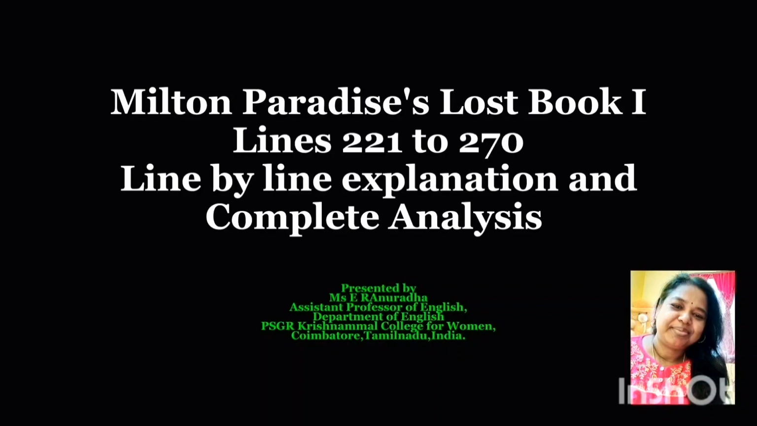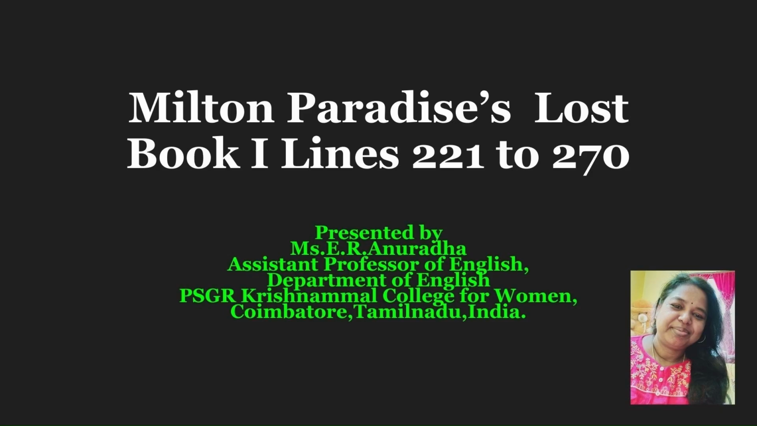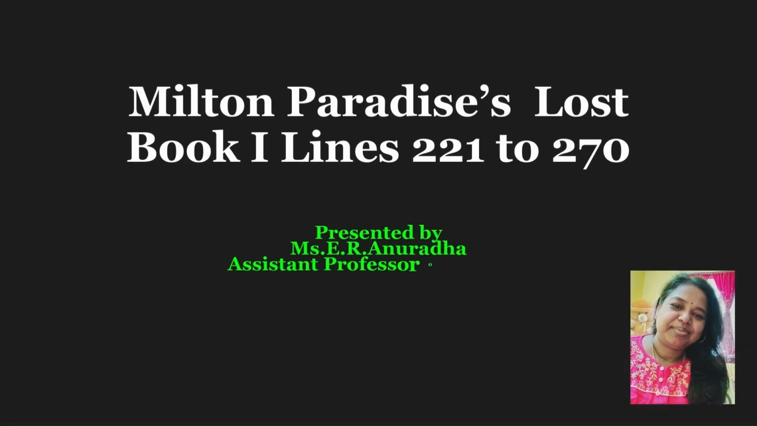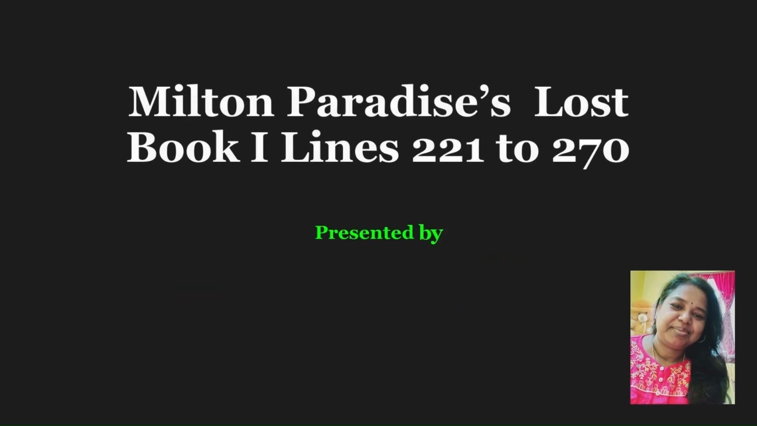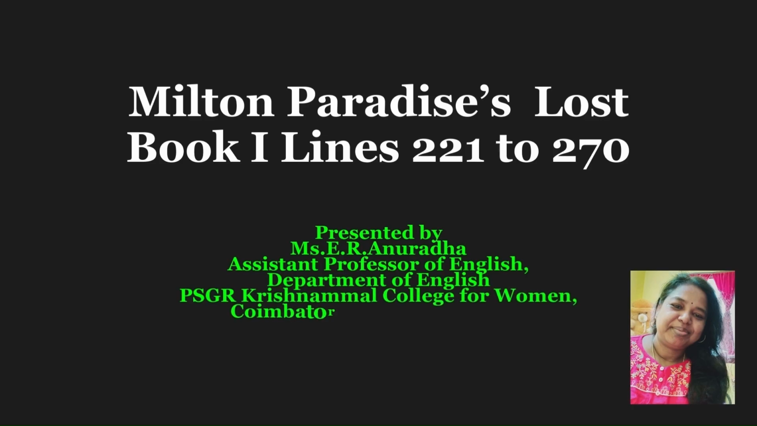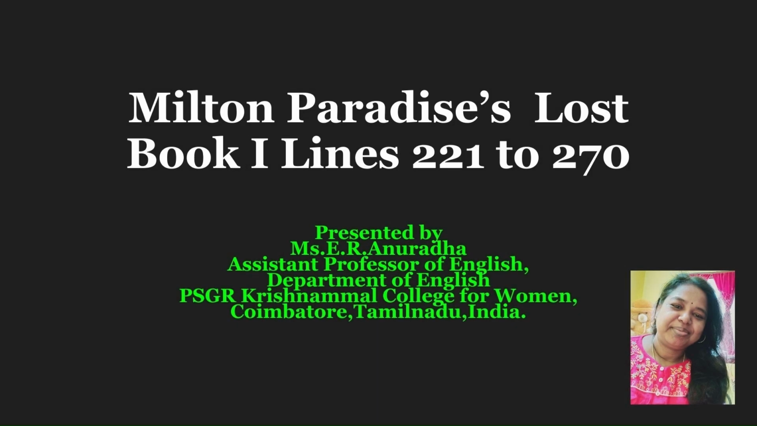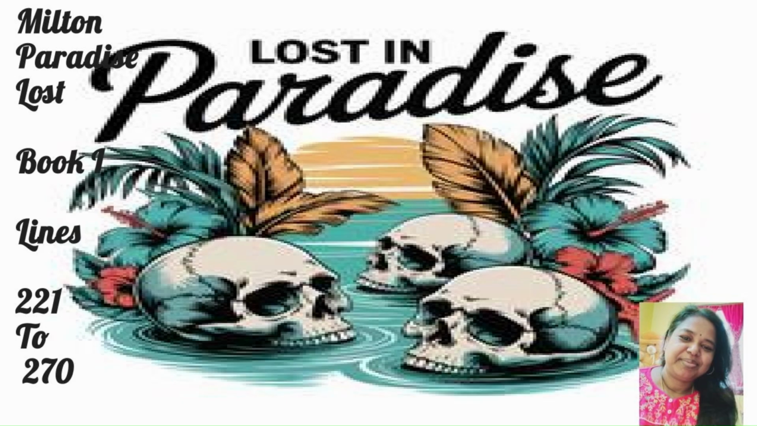John Milton's Paradise Lost Book 1 lines 221 to 270. Line-by-line explanation with literary devices. Presented by Ms. E. Anuradha, Assistant Professor of English, Department of English, PSGR Krishnammal College for Women, Coimbatore, Tamil Nadu, India. We're going to learn the poem Paradise Lost Book 1 lines 221 to 270 written by John Milton.